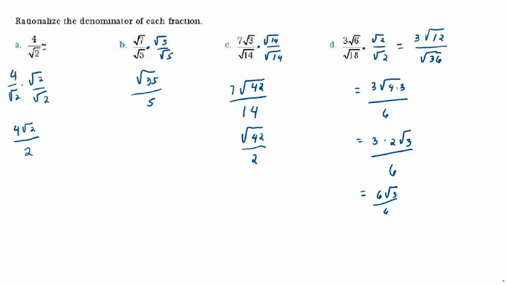So we can cancel now the whole number 6 over 6. Therefore, the final answer is just the square root of 3. So we have the square root of 3 as the answer.